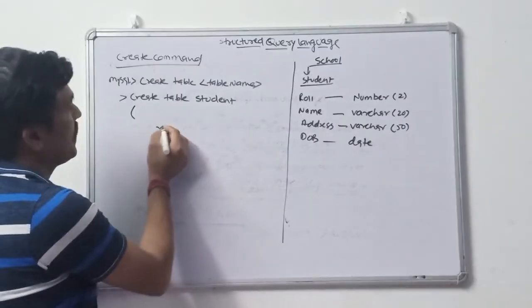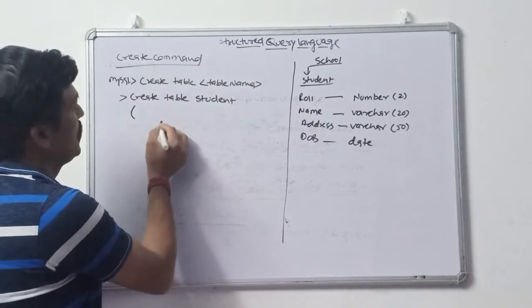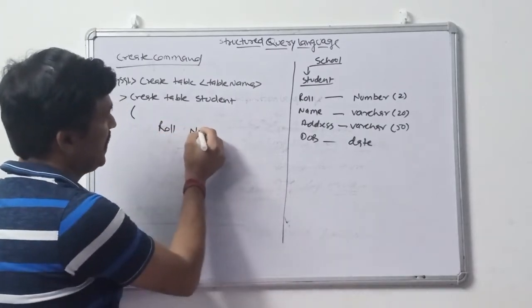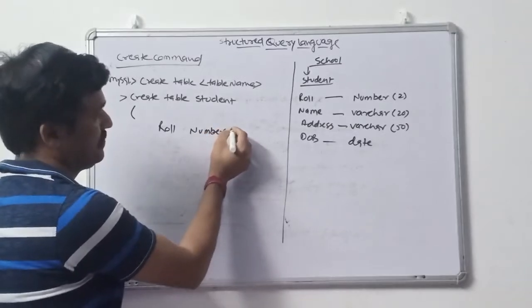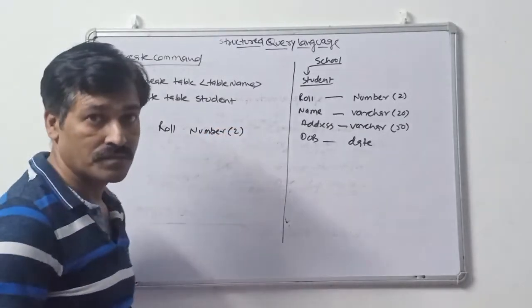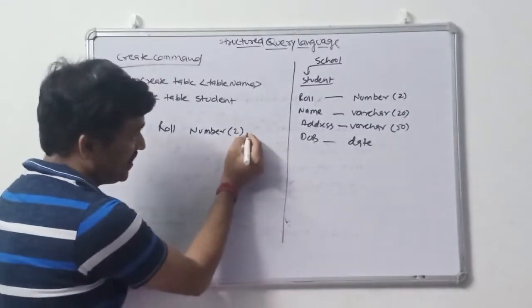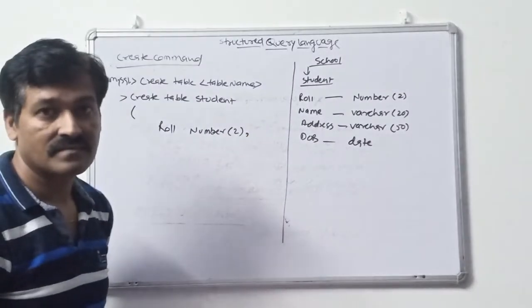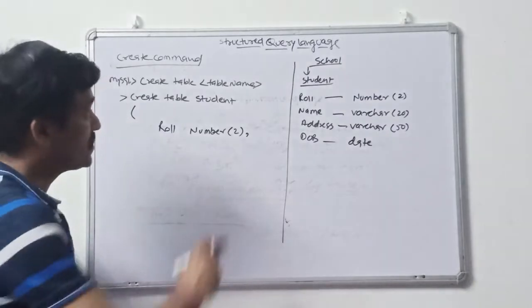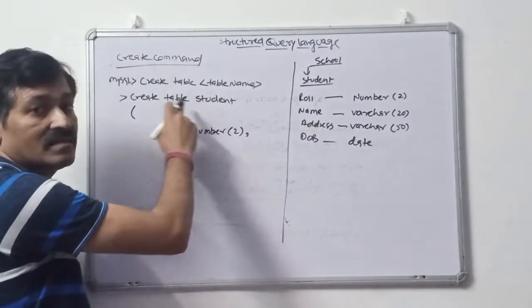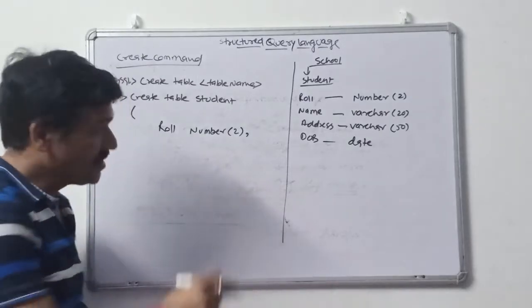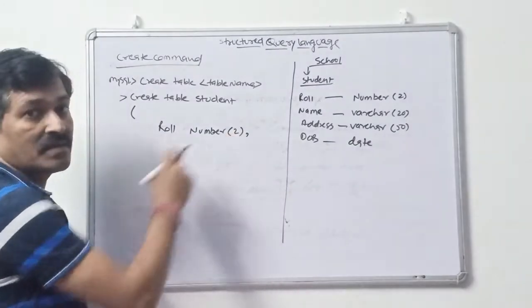First is roll. The data type, number and 2. This line will be terminated by a comma. Keep in mind, comma, because the major command is the create table command. So the create table command is continued, so the inner objects are terminated by comma.